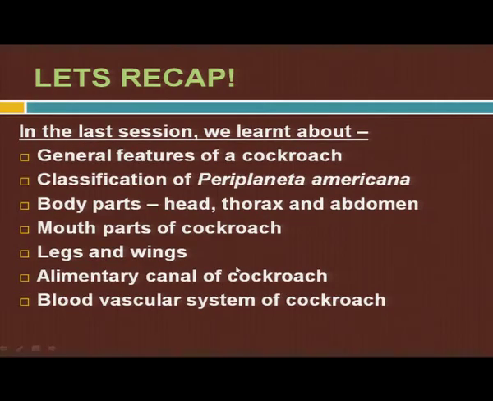We also learnt about the blood vascular system of cockroach. We saw that in cockroach open circulatory system is present and the heart has 13 chambers. The contraction and relaxation of these chambers are enabled by the alary muscles.